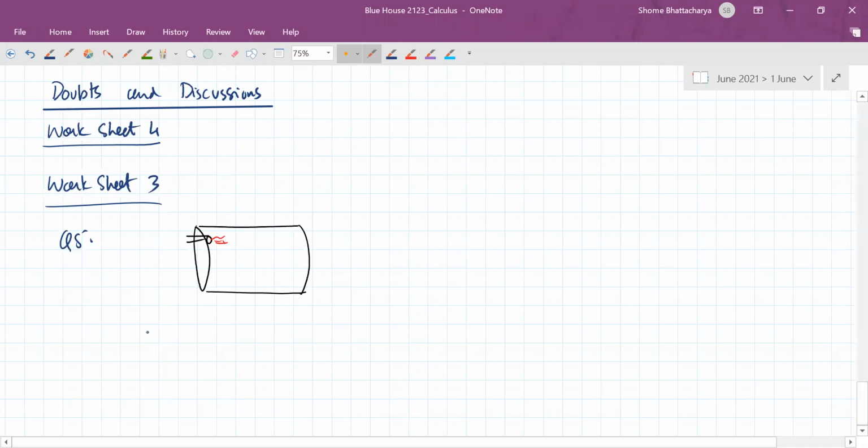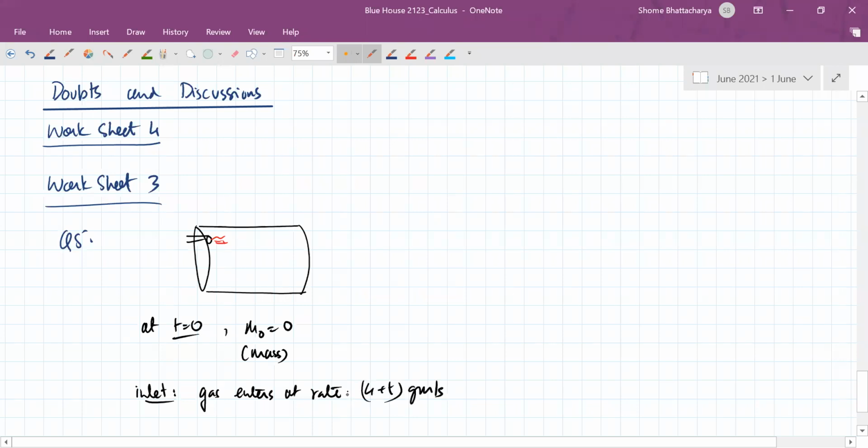Now at t equal to 0, the mass of gas in the cylinder is 0. Okay. This, let's say, is the mass. But the inlet is letting gas enter at the rate of 4 plus t grams per second, where t is in seconds.